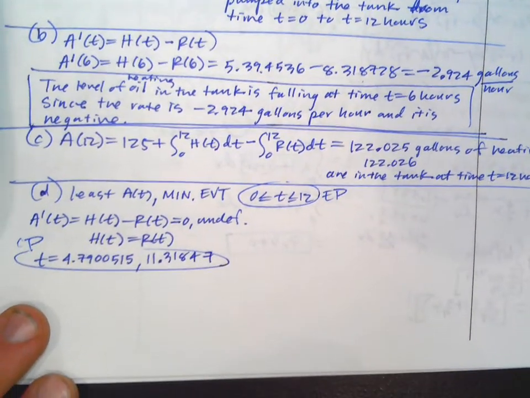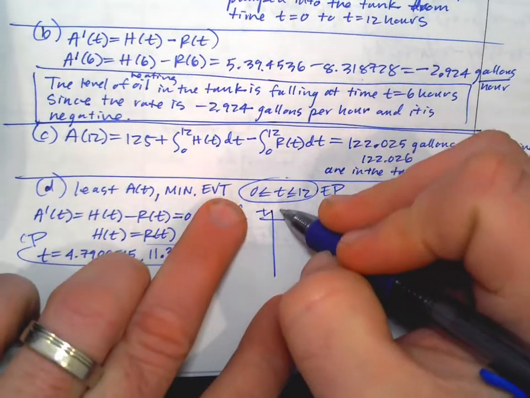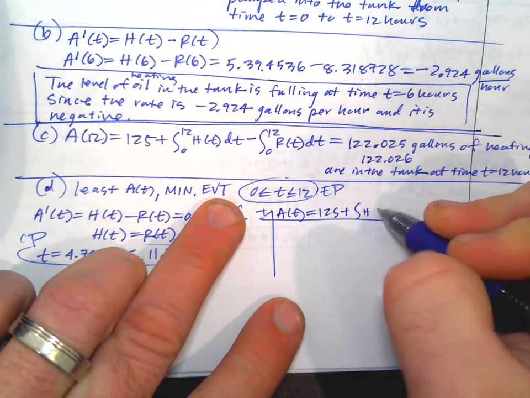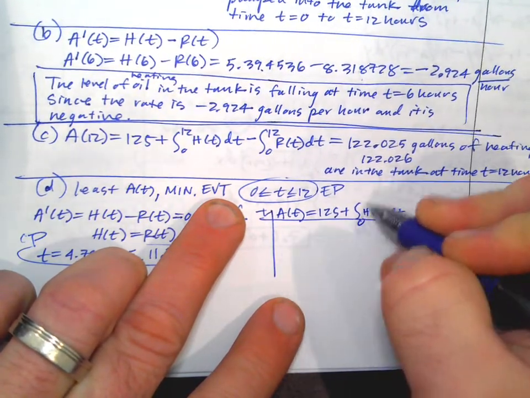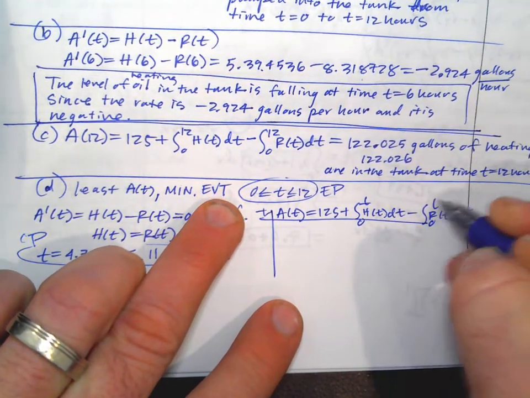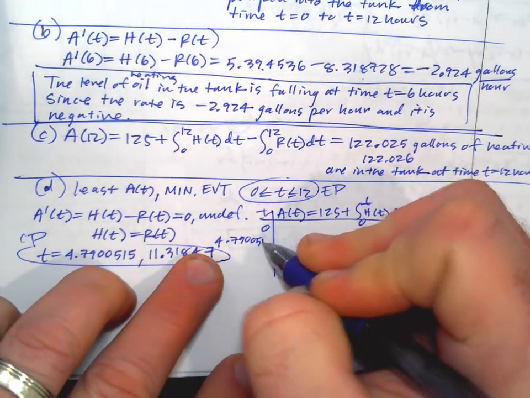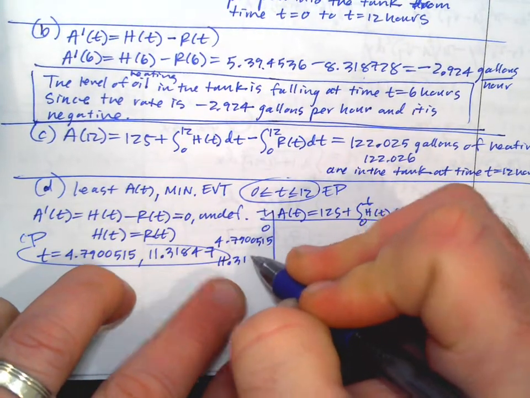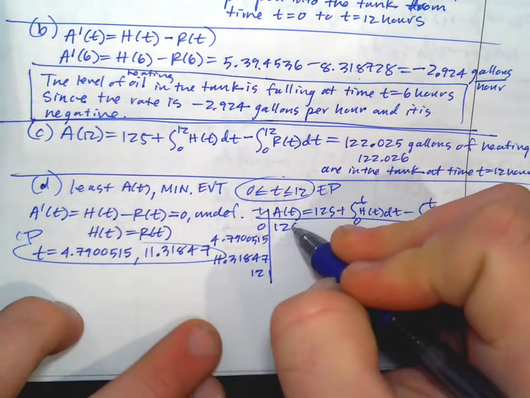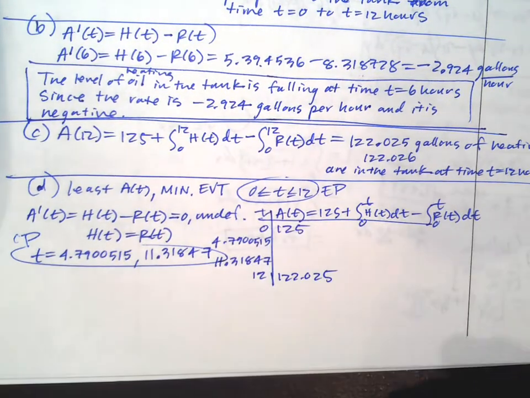So then we're going to make a table and put these in. And we're going to put them into our rate model, which is 125 plus the integral of h(t) dt from 0 to t minus the integral of r(t) dt from 0 to t. We're going to do 0, 4.7900515, 11.31847, and 12. Now I think we've already calculated, if you plug 0 in you get 125, and we already did 12 on part C, which was 122.025. So we just need to do these last ones.